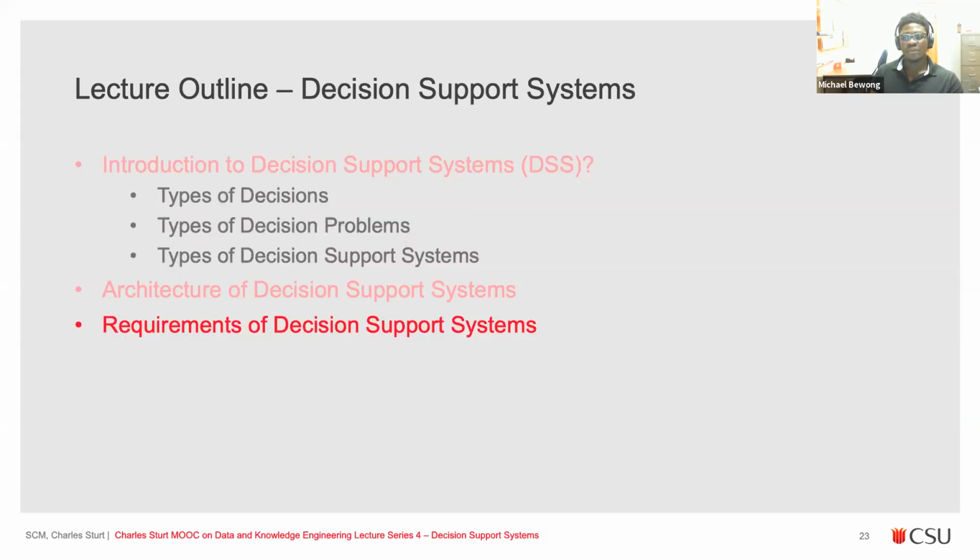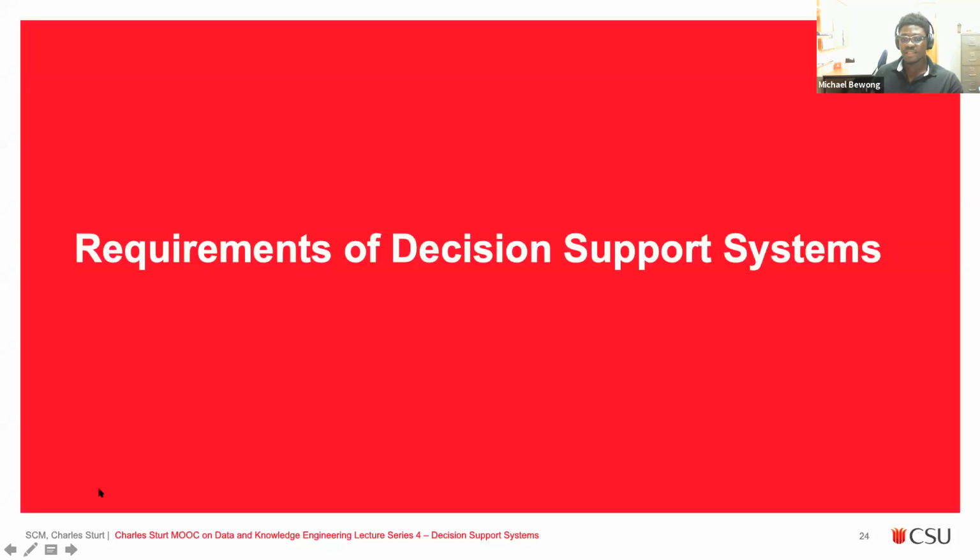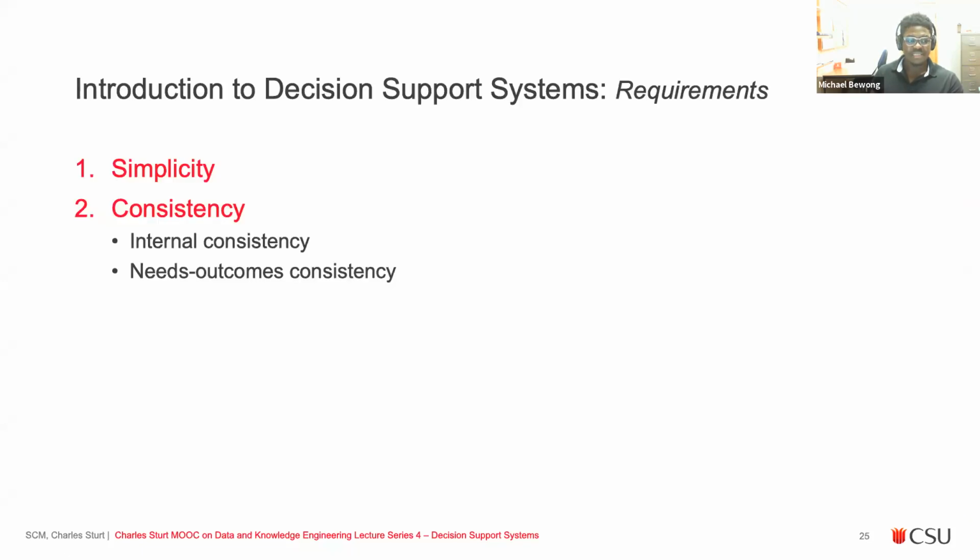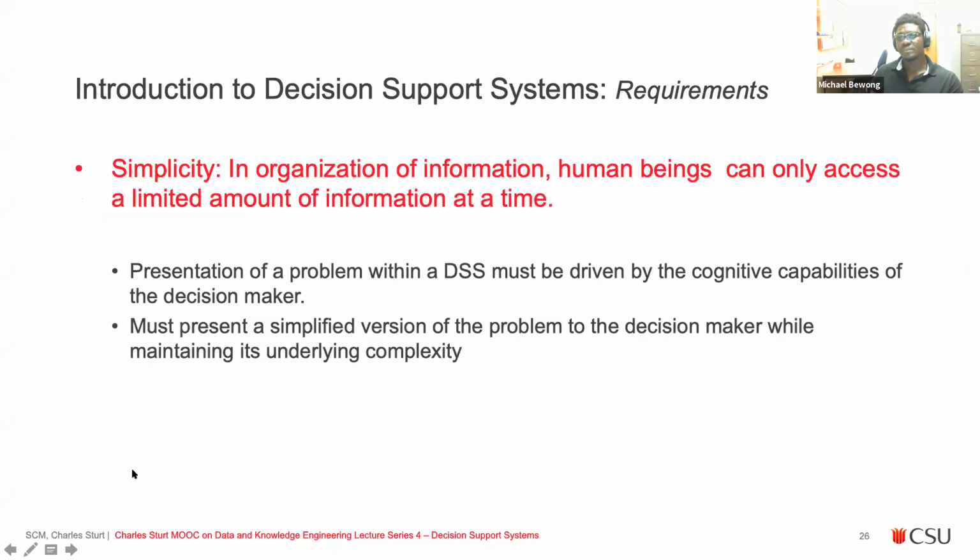So now we'll probably move on to the requirements of a decision support system. Now, generally, when we talk about the requirements, we talk about two major things. We talk about simplicity and consistency. Now, when we say simplicity, we are saying that we want to organize the information in such a way that the human being can understand, or the decision maker can understand, or we want to take into consideration the cognitive capabilities of the decision maker.